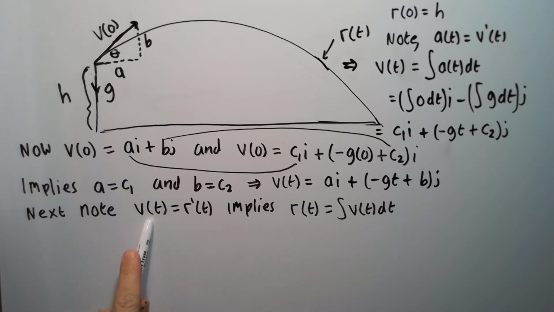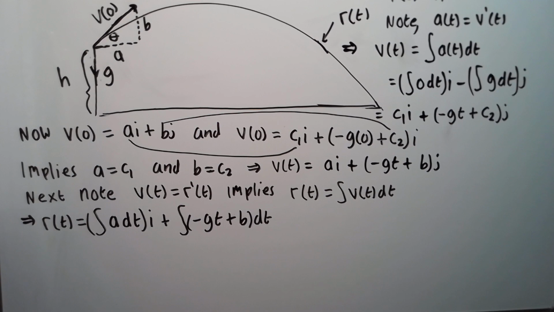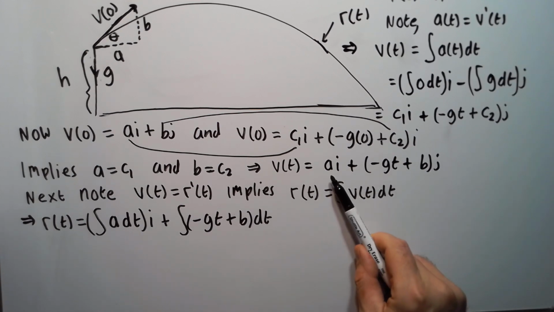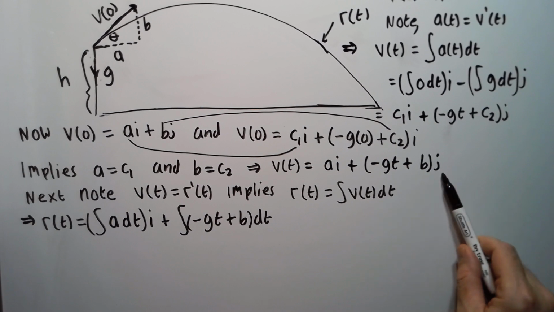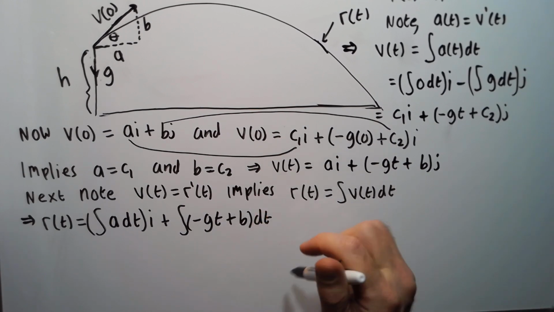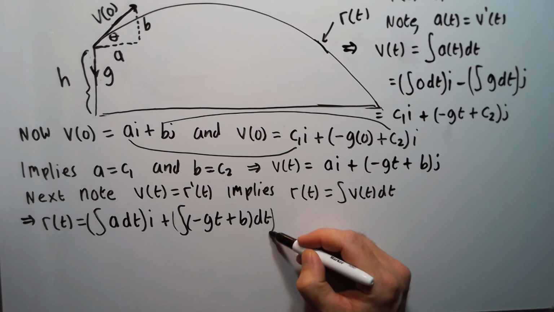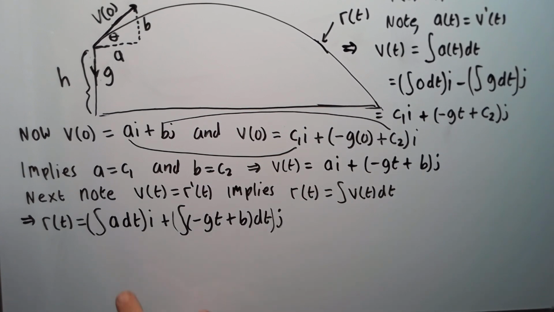Next, note that, as we mentioned already, the velocity is equal to the derivative of position. Therefore, position will be the integral of velocity, and my velocity is up here. So let's integrate the i and j components. We're going to integrate the a in the i direction and integrate this in the j direction. So integrating a becomes a t, integrating negative g t will become negative g t squared over 2, and integrating b will become b t, plus a constant. So let me write the answer for these here.